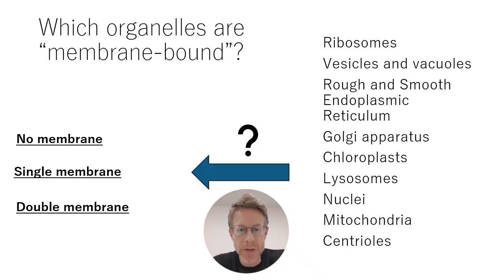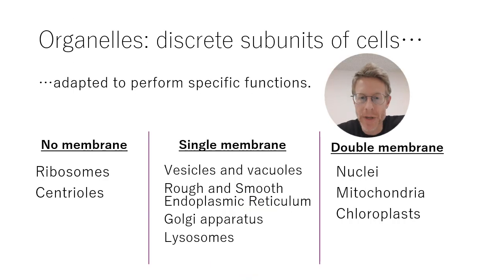I think it's also useful to know how many membranes surround each of these organelles. And so here it is nicely outlined for you. Ribosomes and centrioles are considered organelles, but they have no membrane. They are not membrane-bound organelles. That is a little bit important.